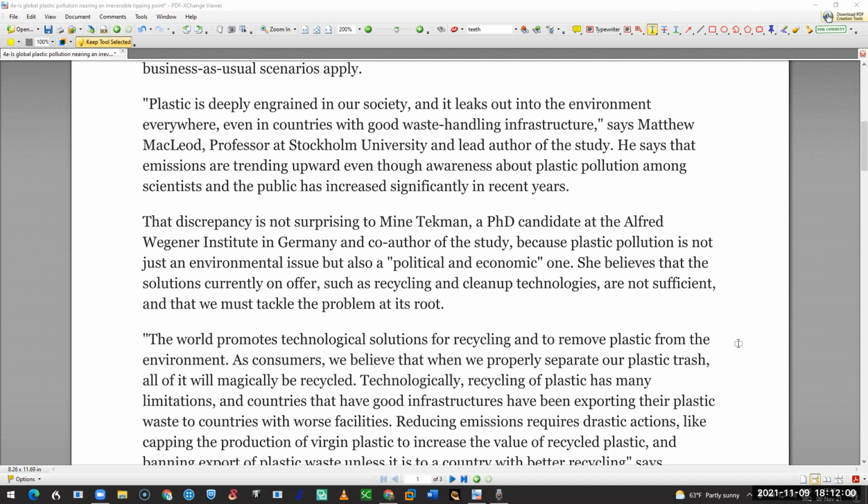Yes. Okay, so take a look at the first quoted sentence. There is a quoted sentence. It says, plastic is deeply ingrained in our society. It leaks out into the environment everywhere, even in countries with good waste handling infrastructure. What does this mean to you? Can you just rephrase it, retell it in your own words by using very simple sentences, very simple vocabulary? Yes, please. Plastic is deeply ingrained in our society. What can we say about this?